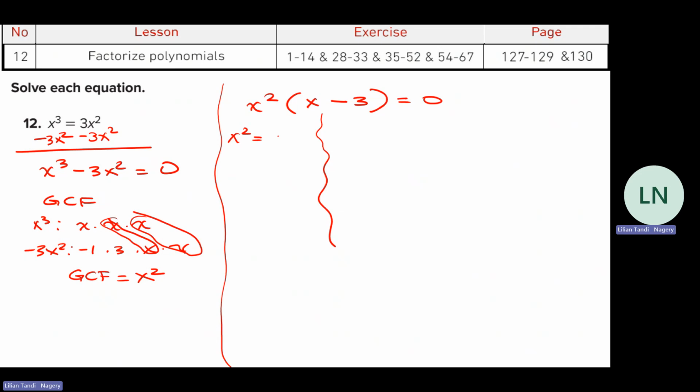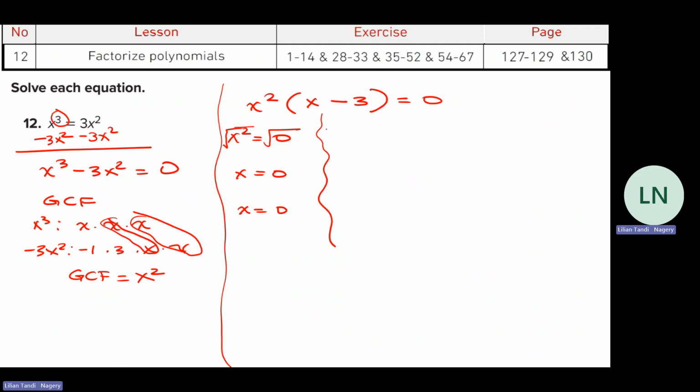x squared equals 0. You square root both sides. x is 0. But it's a square root, so you need two numbers. Okay? So you need two values. There's no plus or minus 0. Okay? And you know you need 3 roots.